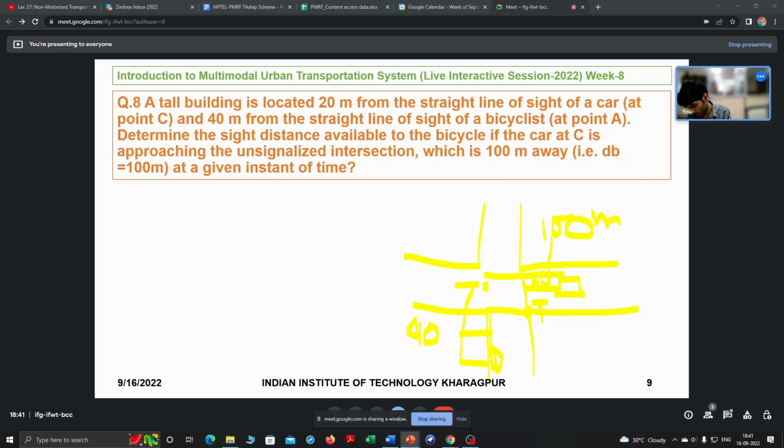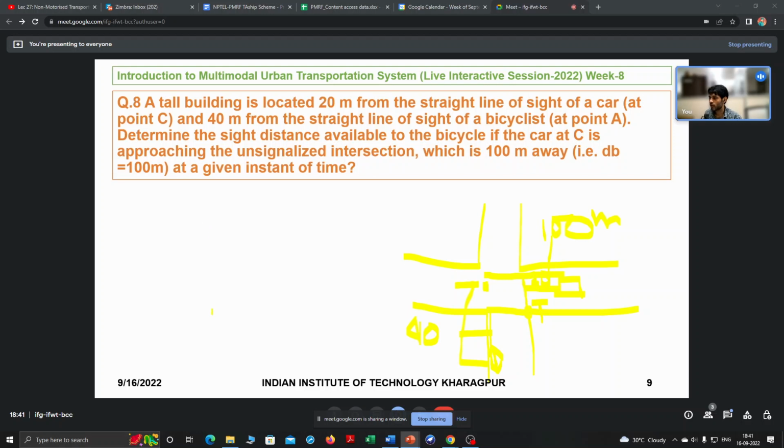Did you calculate it? So it is not 33.33. It is not.